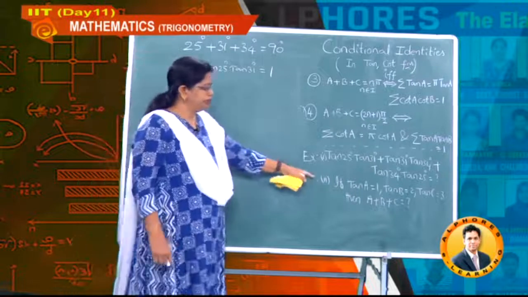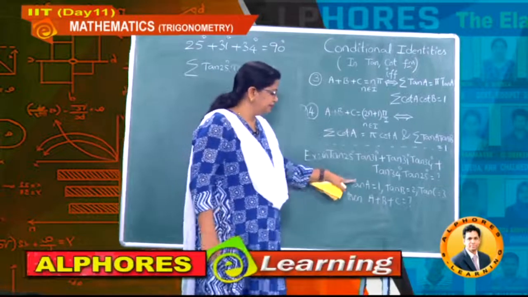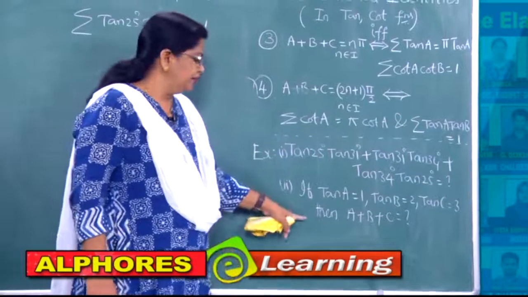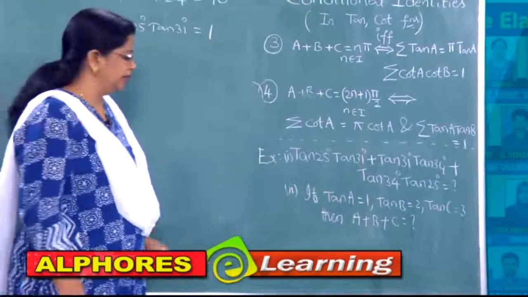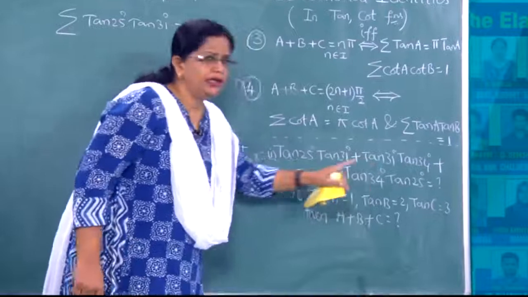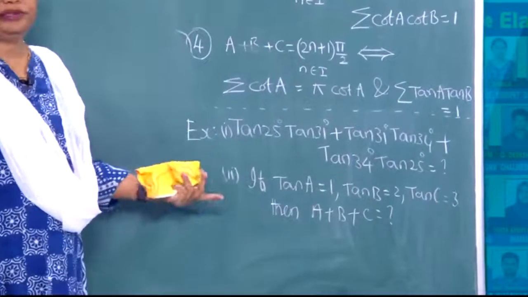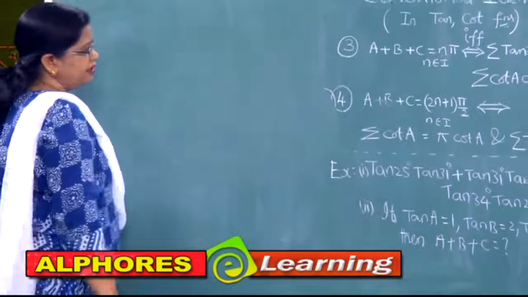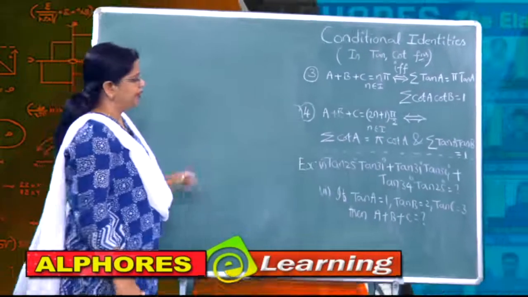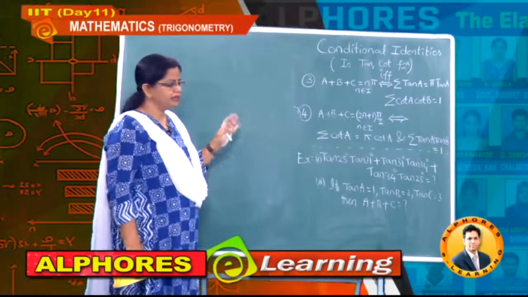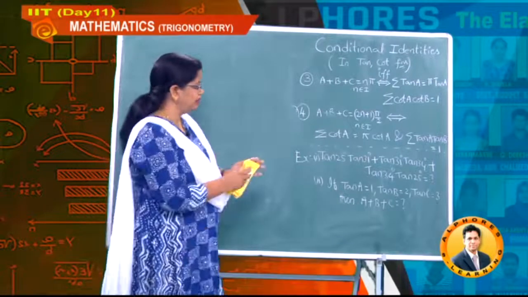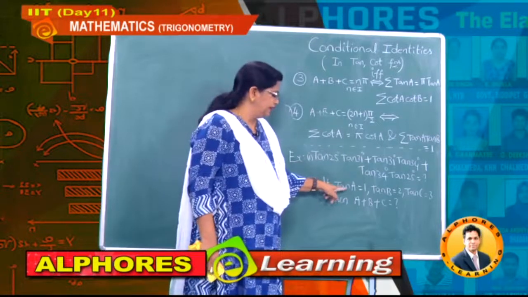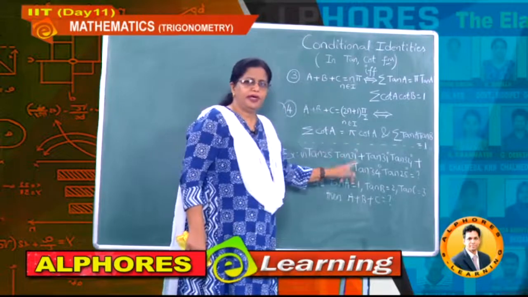And what about the second example? In the second example you observe tan A is 1, tan B is 2, tan C is 3. Then what is the value of A plus B plus C? A, B, C are nothing but angles. That means what about the sum of those 3 angles? Now you observe students, how are the tan functions given? 1, 2, 3. Then what is the sum? 1 plus 2 plus 3, that is 6. Then why am I going in that way? Because I know only A equal to 45 degrees. If I write tan A is 1, it means tan A equals tan 45 degrees.